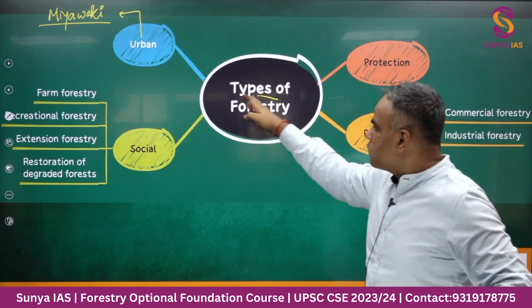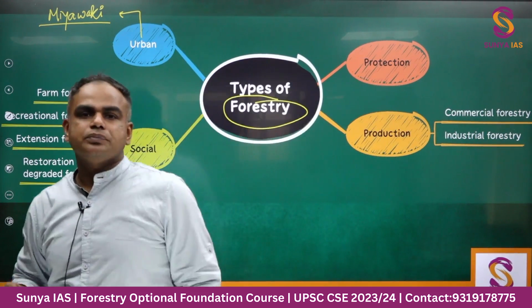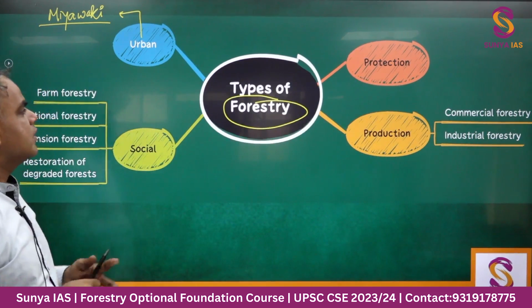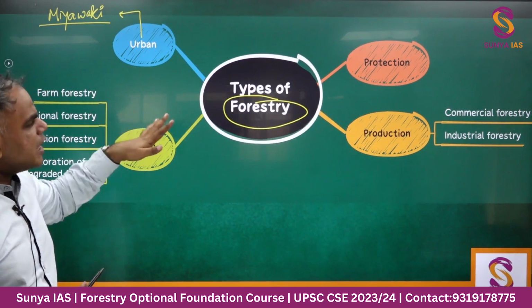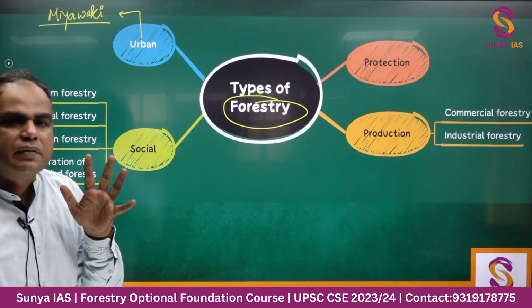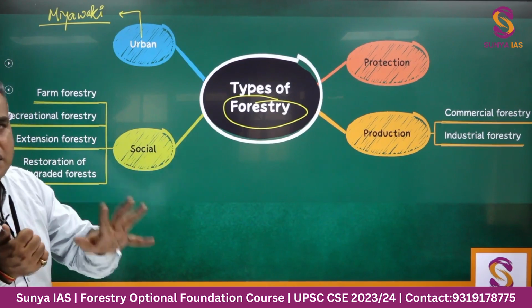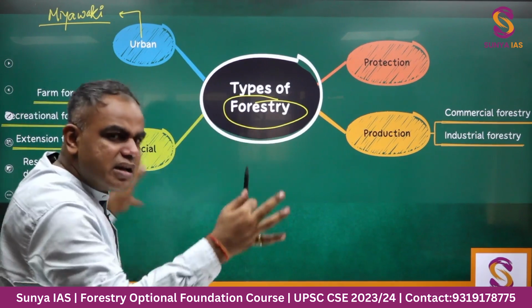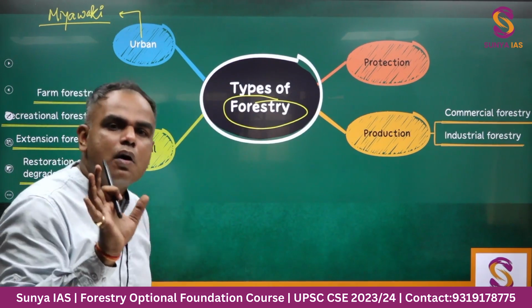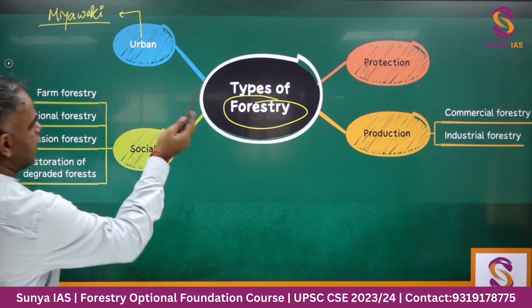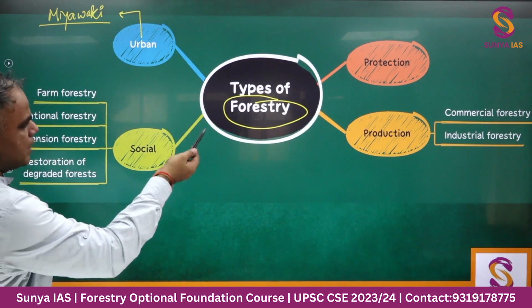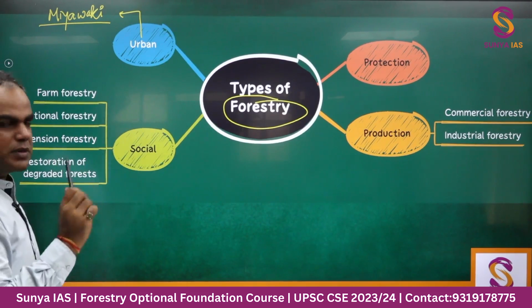Okay. So I hope you are able to understand this in terms of types. Okay. Now these types can again be classified in a different way. For example, if you have objectives of management, that can be a different classification, but this is a general classification of the types of forestry which are done. Okay. So I hope this part is clear. Protection part, production, social and urban. I hope this part is clear.